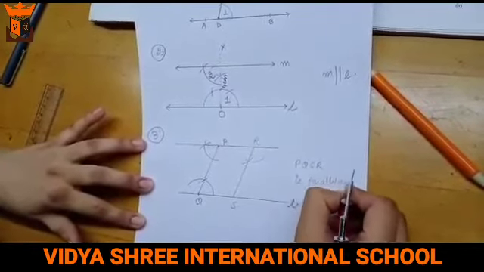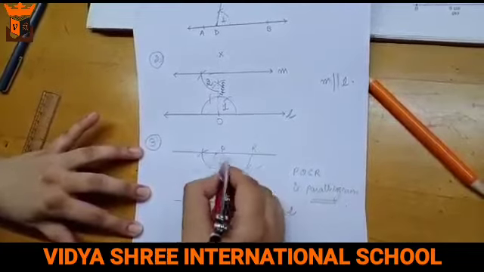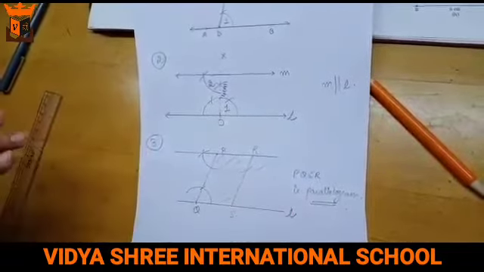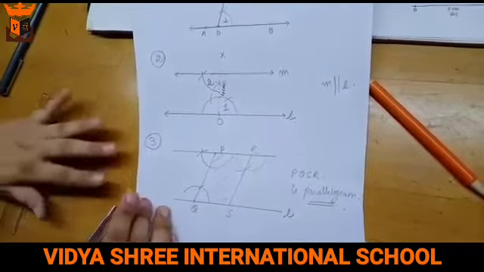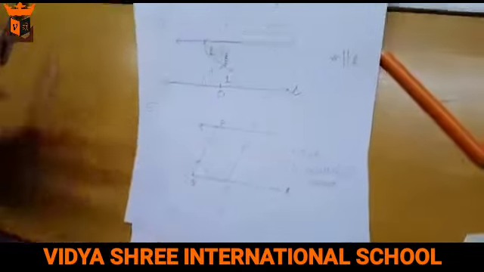So this is called a parallelogram. This shaded portion is a parallelogram. So like this you have to attempt the first, second and third question of exercise 10.1.